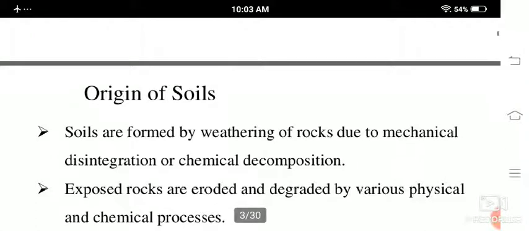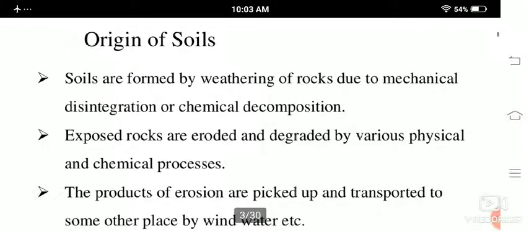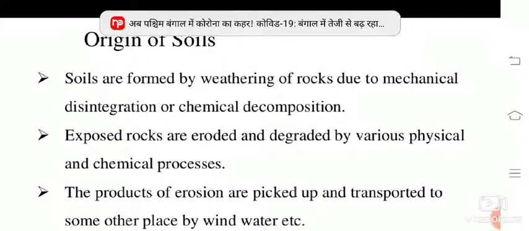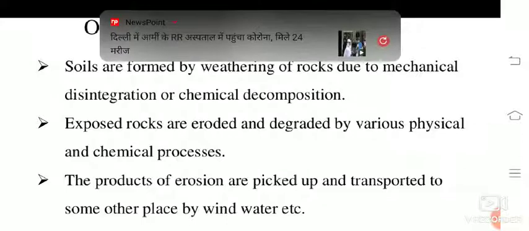Now coming to the origin of soil. As we all know, the origin of soil is mostly due to weathering, where weathering is formed by mechanical and chemical decompositions which took place previously in the soil particles, many years ago. Because of that, you get this soil formation, and various physical and chemical processes in the rock cause the soil to be exposed.